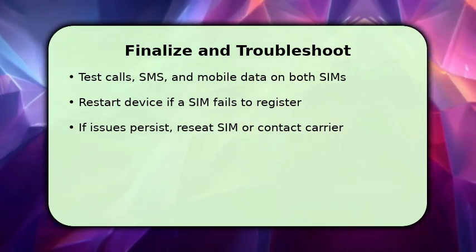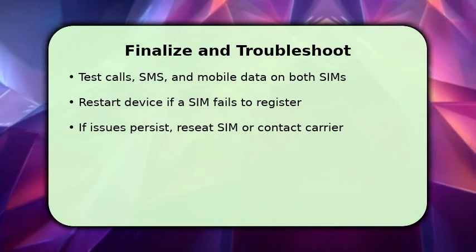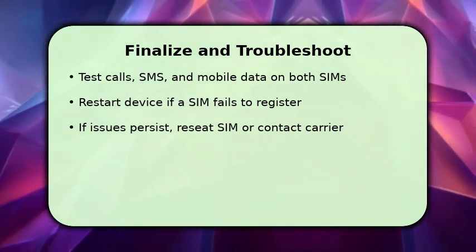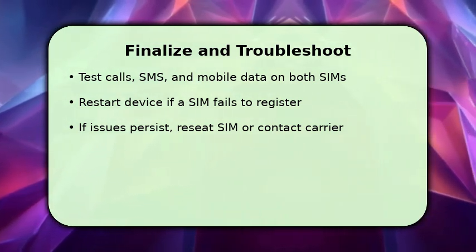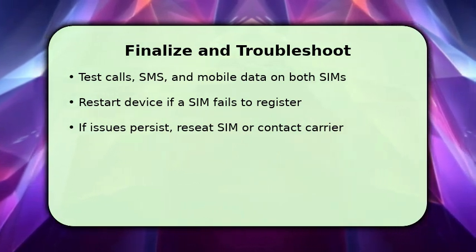If problems persist, power down and reseat the SIM tray, then contact the carrier for provisioning. One key troubleshooting tip: reseating the SIM often clears registration errors quickly without further steps.